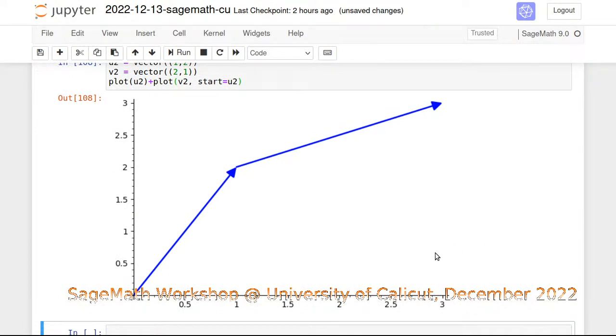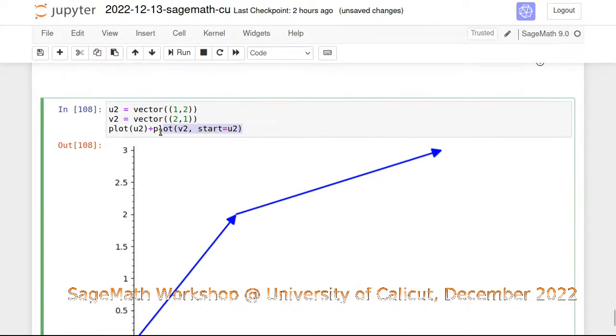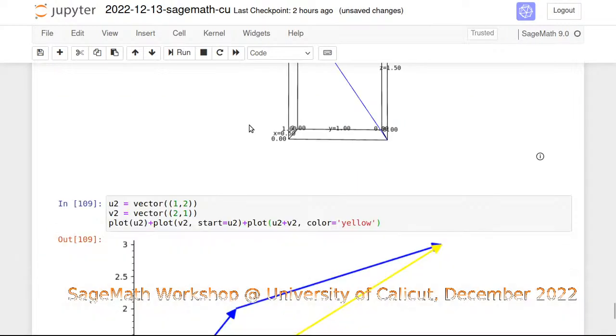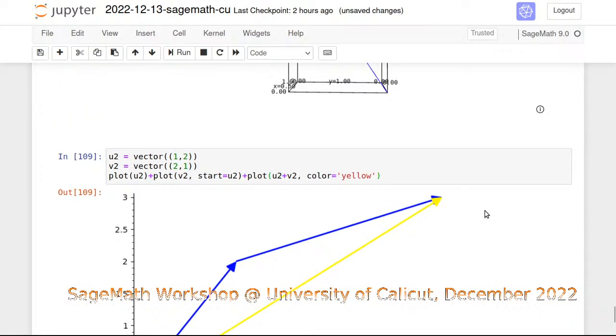So maybe for demonstrating the triangular law of vector addition, etc., we can try to do this. So sum of these two vectors, and here we can now plot the sum as the third vector as well, u2 plus v2, to demonstrate the triangular law of vector addition, right? So this is also quite possible.